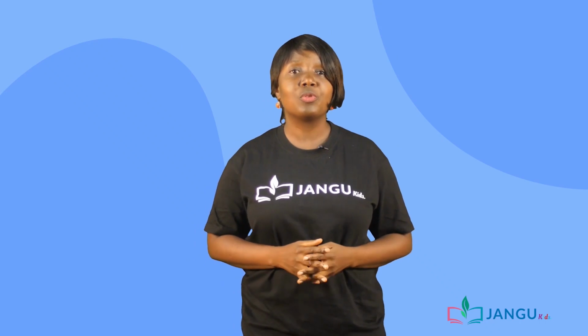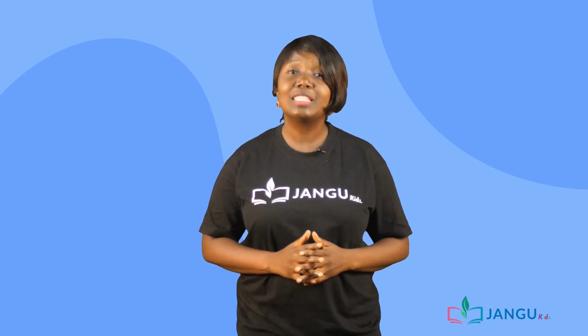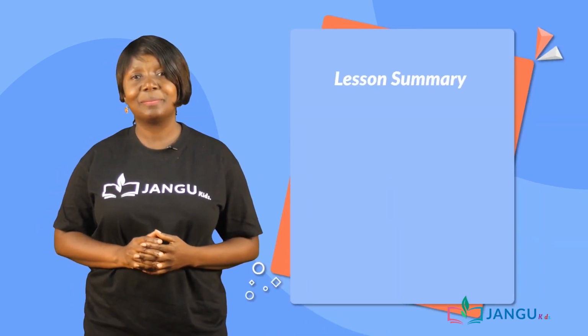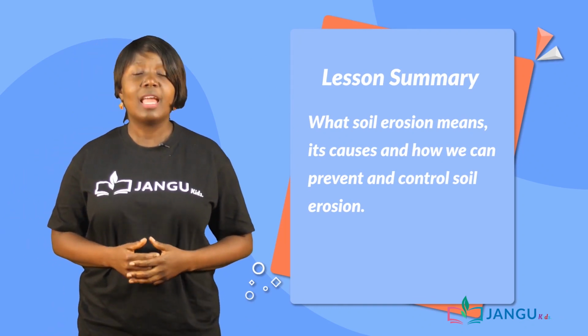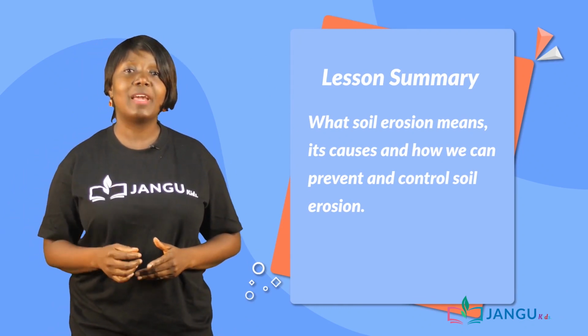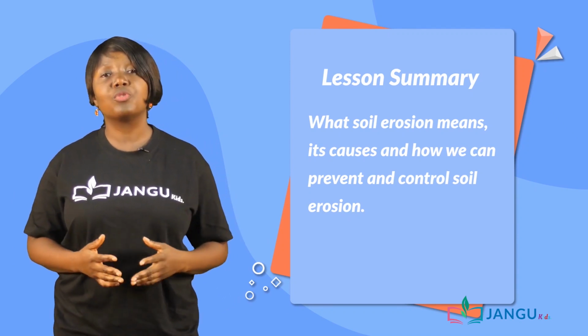Soil is naturally created, and this creation process is a slow process that takes many years. Therefore, when the soil creation process is constantly disrupted by natural forces and human activities, it becomes hazardous to the environment. This brings us to the end of today's lesson. Today, we have learned what soil erosion means, its causes, and how we can prevent and control soil erosion.